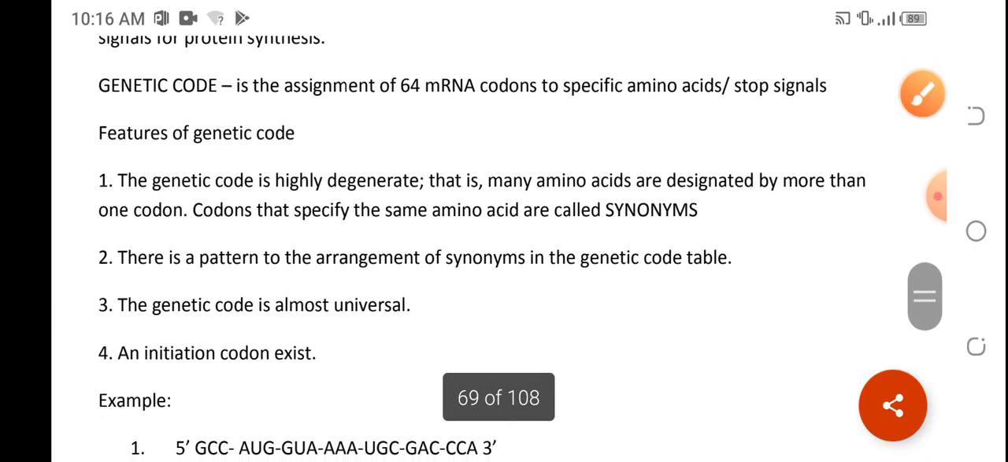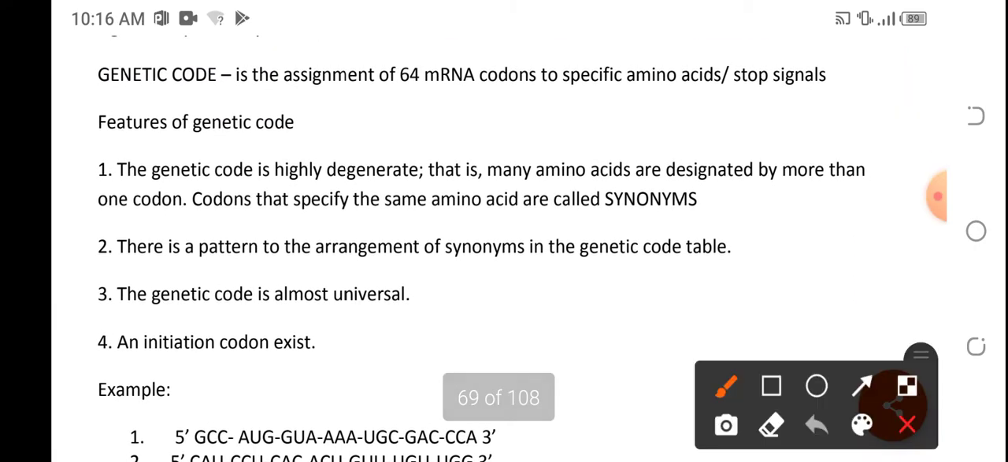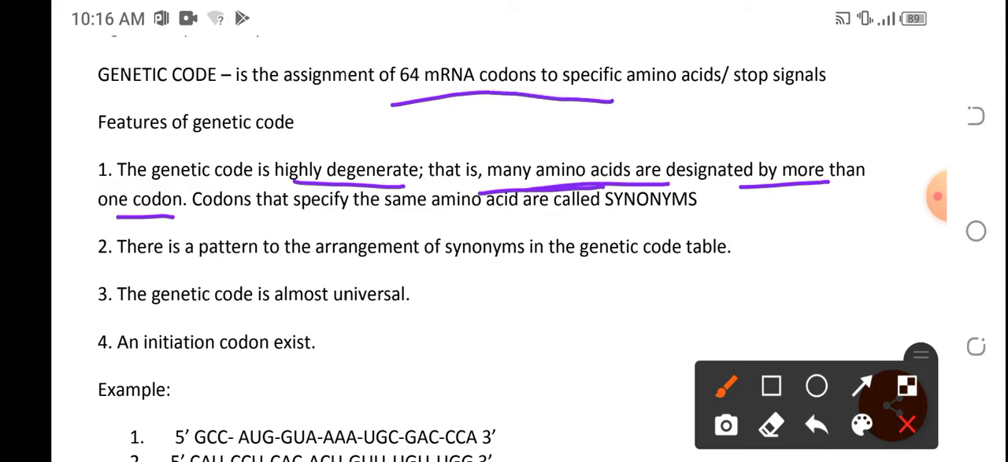Okay. Ano ba ang features ng genetic code? First, it is highly degenerate. Ibig sabihin, maraming amino acids are designated by more than one codon. We only have 20 standard amino acids, but we have 61 codons that will code for specific amino acids. So pwede ang isang codon or dalawang codon could code for one amino acid. Pwedeng maraming code for one amino acid.